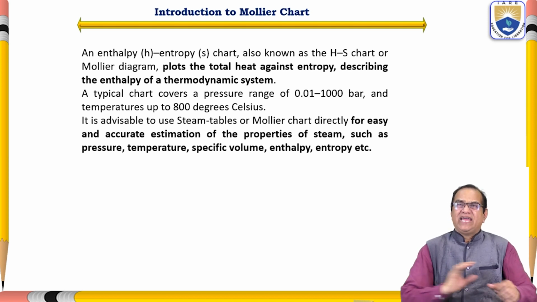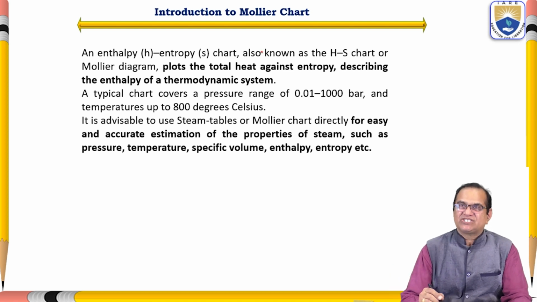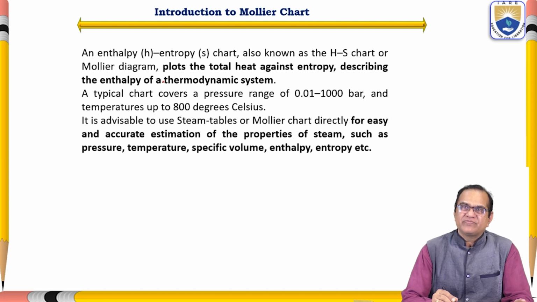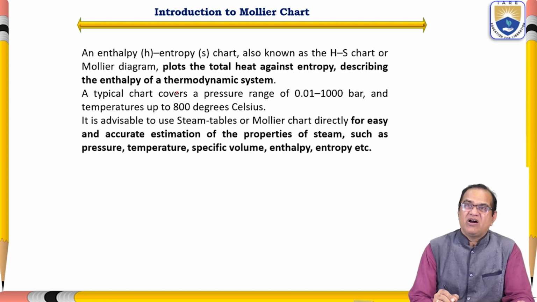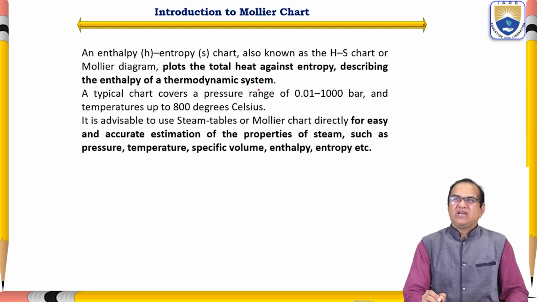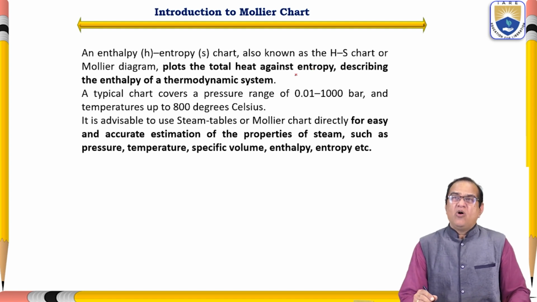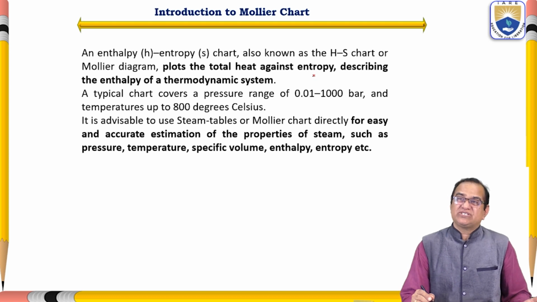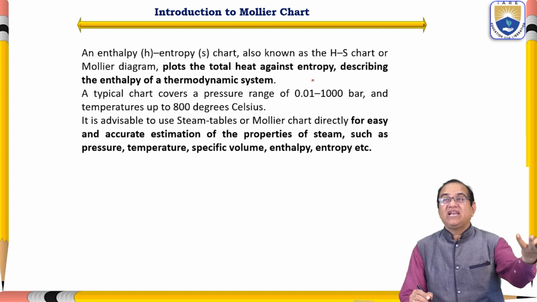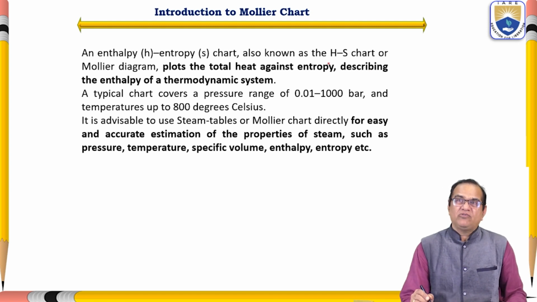An enthalpy H and entropy S chart, also known as the HS chart or the Mollier diagram, plots the total heat against entropy, describing the enthalpy of a thermodynamic system. So it is directly informing about how much heat is added, how much heat is removed, how much work is absorbed, and how much work is delivered. All things you can find out with the help of the Mollier chart.